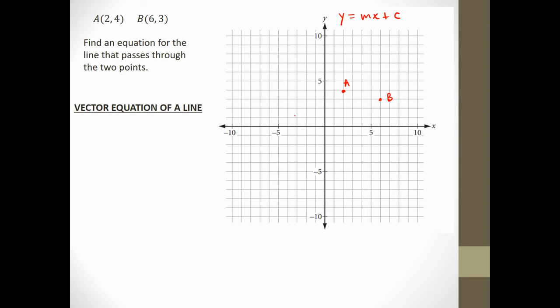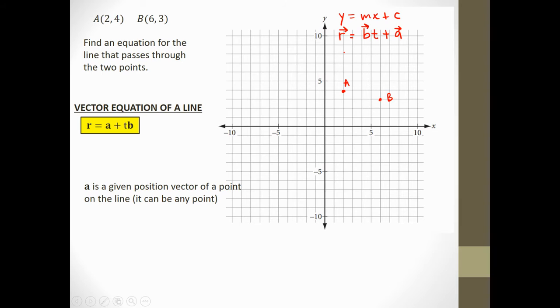Vector equation is a bit different, but it kind of looks the same. R equals A plus TB, where R is like the y equals, but it's a vector. And then A is like the C, but it's also a vector. And the B is like the slope, which is another vector. And T is like X. T is called a parameter.